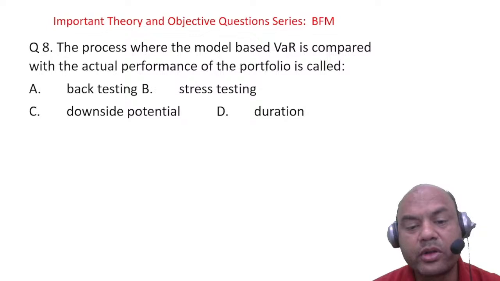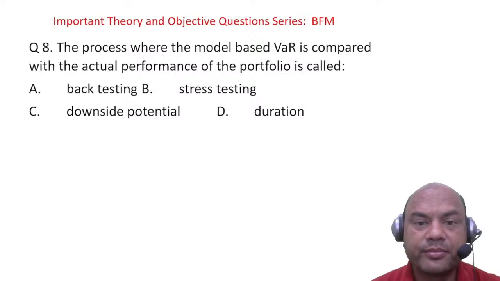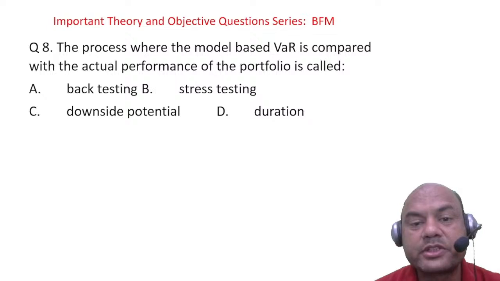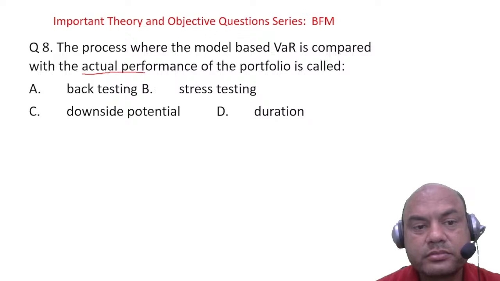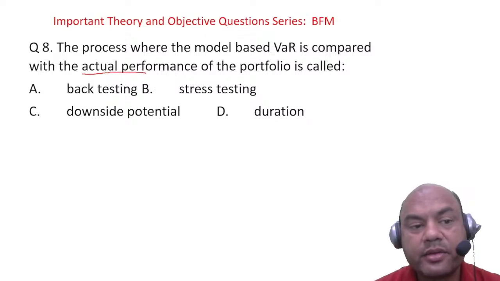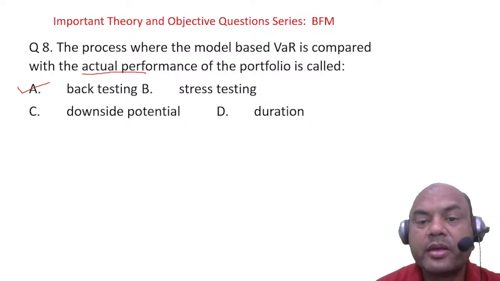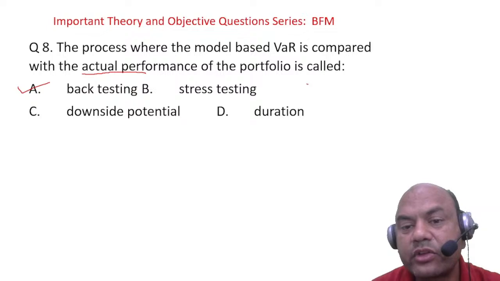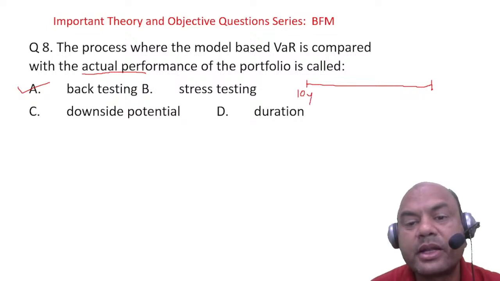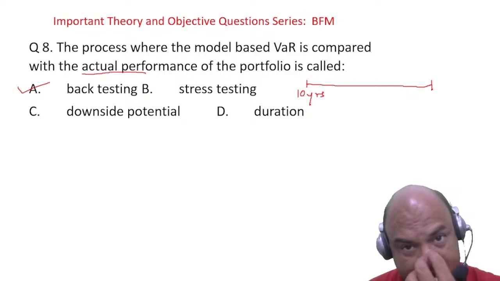The process where the model based VAR is compared with the actual performance. Where do you compare it with the actual performance? It is done in backtesting. Again, backtesting, we see here, what is backtesting? Backtesting means consider the scenarios for last 10 years. Means the period can vary. I'll consider it for 10 years. Somebody can consider it for 5 years. Somebody can consider it for last 50 years.